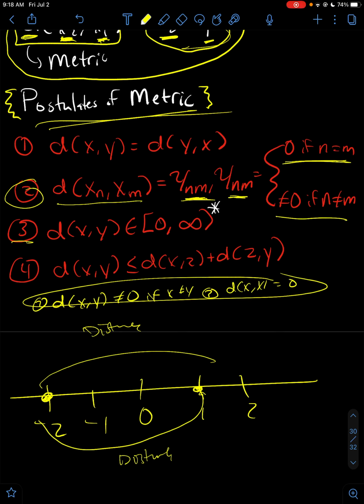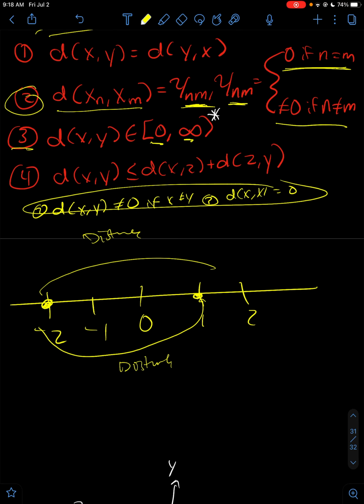The third postulate is that d of xy should be in the interval of 0 and infinity. All this means is that you can't have negative distances. Now there is a caveat to this, because in general relativity, you could have negative distances in space-time. I think that's for space-like paths or something. But normally the distances should be positive.